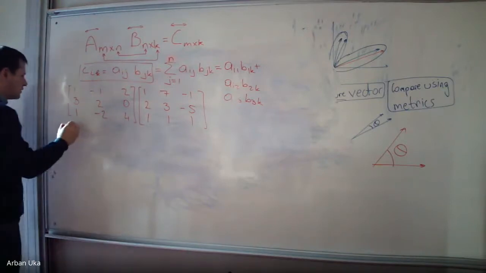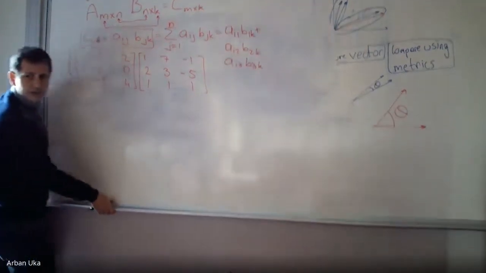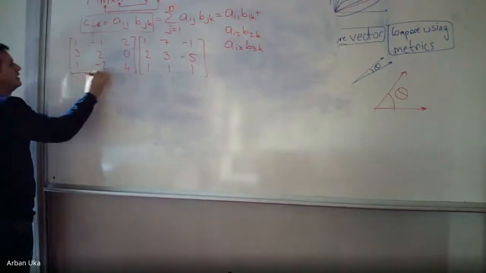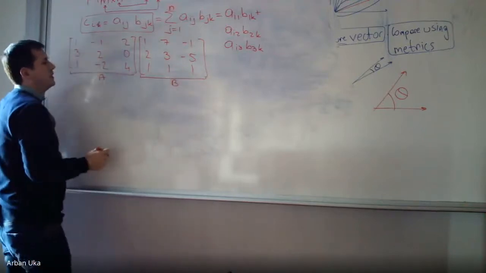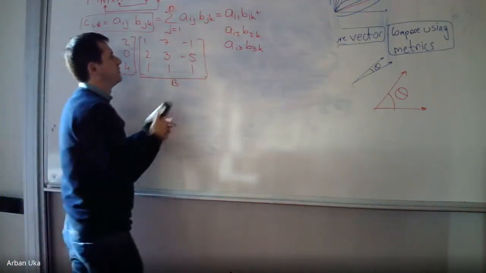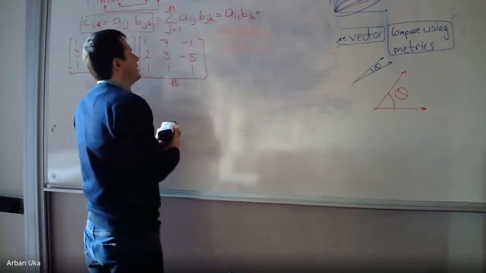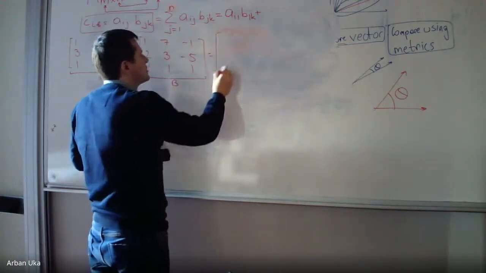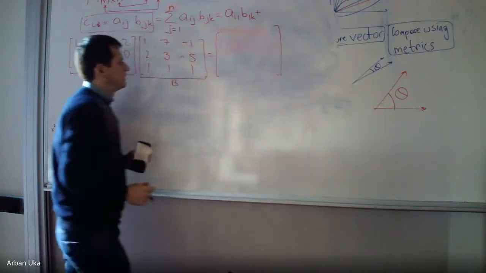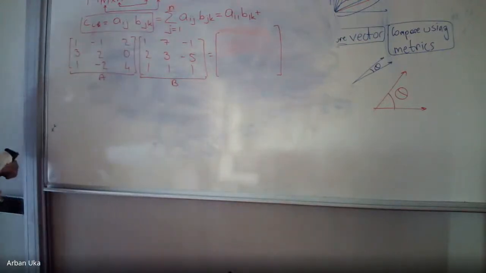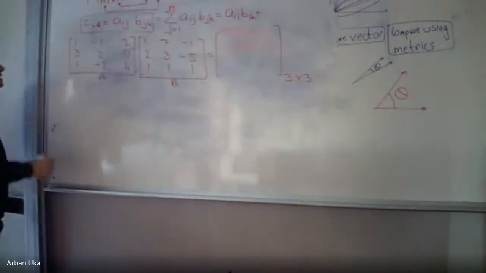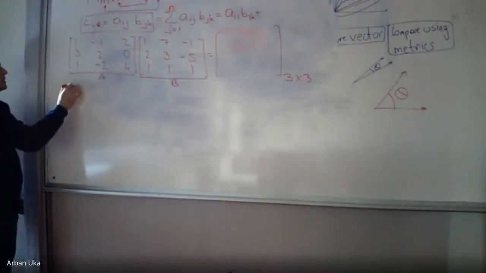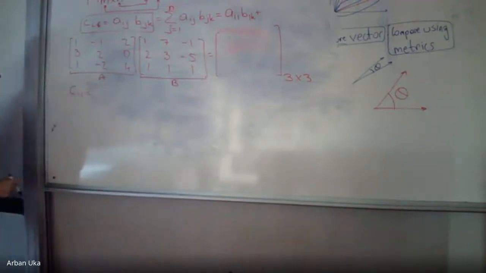Right away, let's figure out what happens when we multiply these. This is matrix A, this is matrix B, and we need to find out what matrix C is. Well, what is the dimension of C? What should it be? 3 by 3. Exactly. This is going to be 3 by 3. That's good. Let's try to identify what is C11.